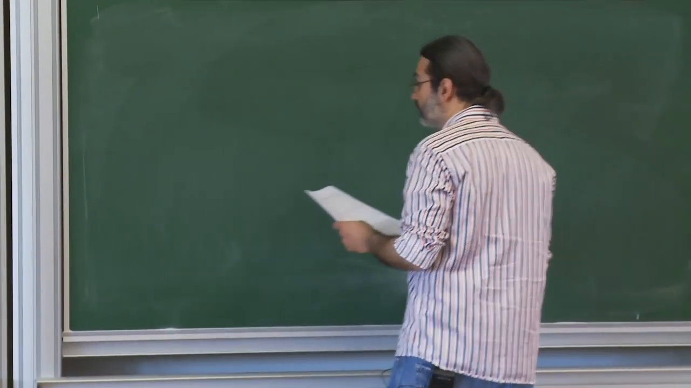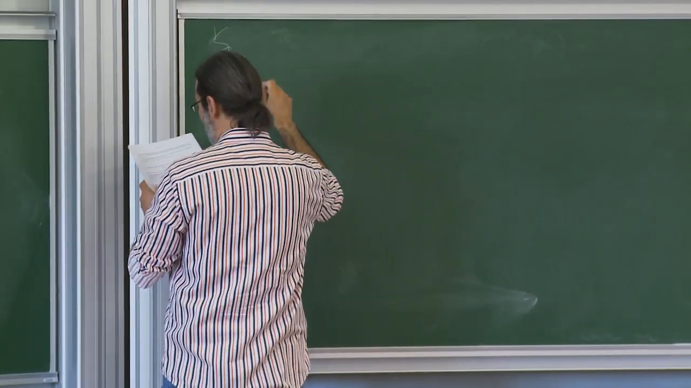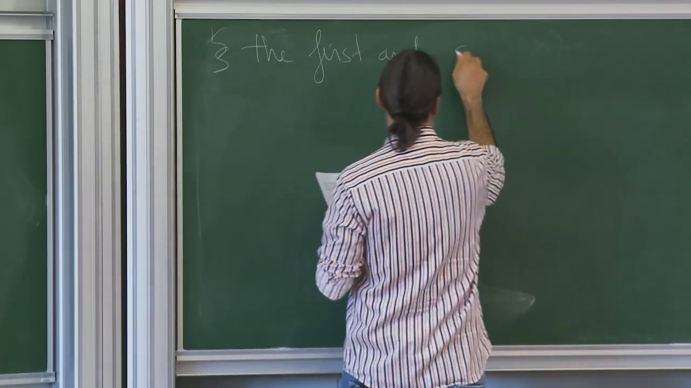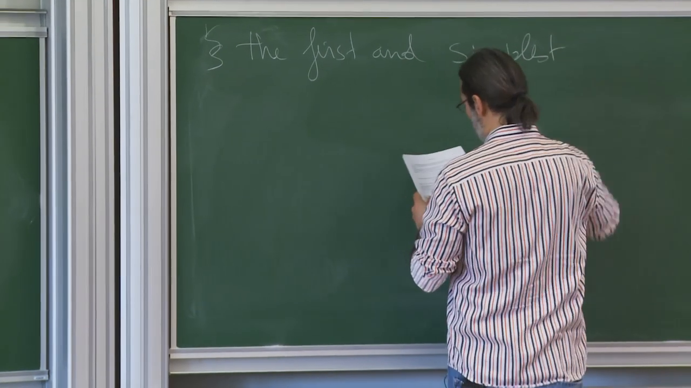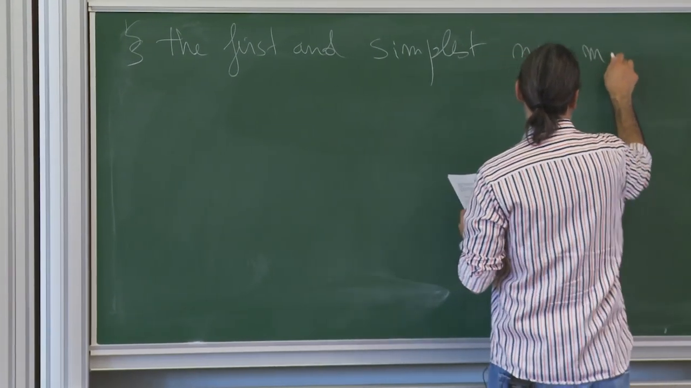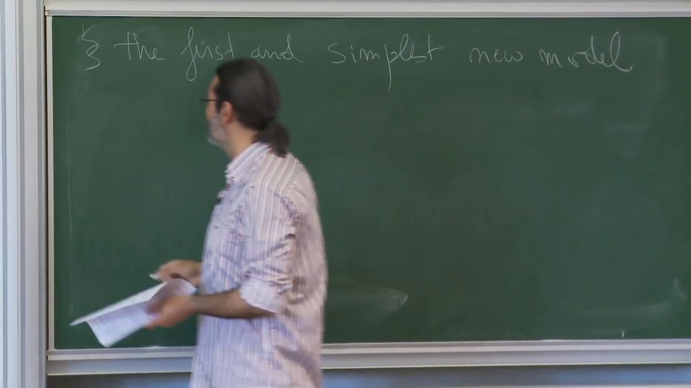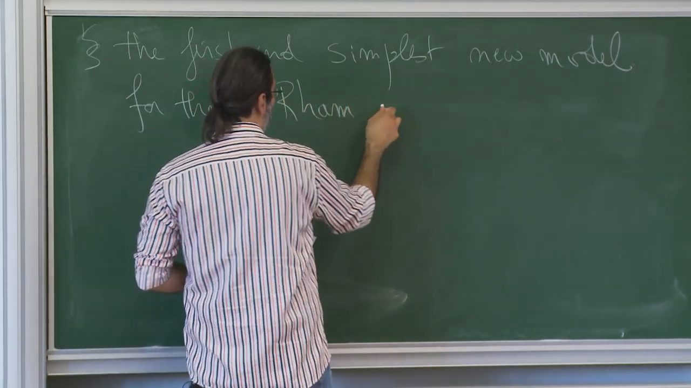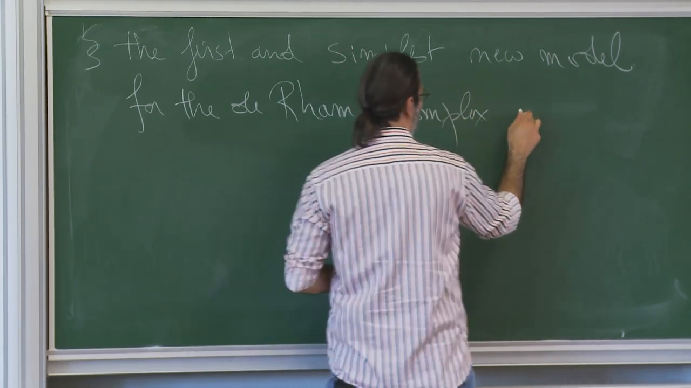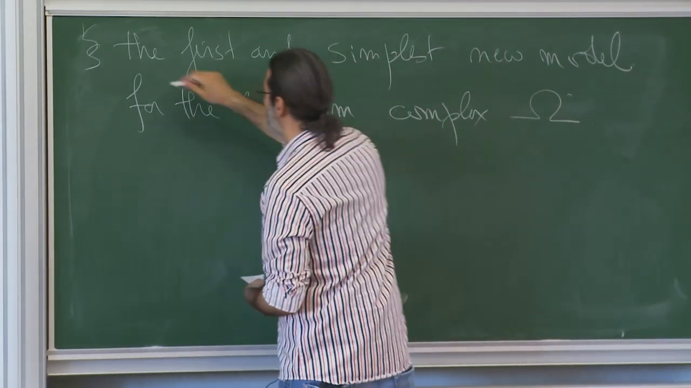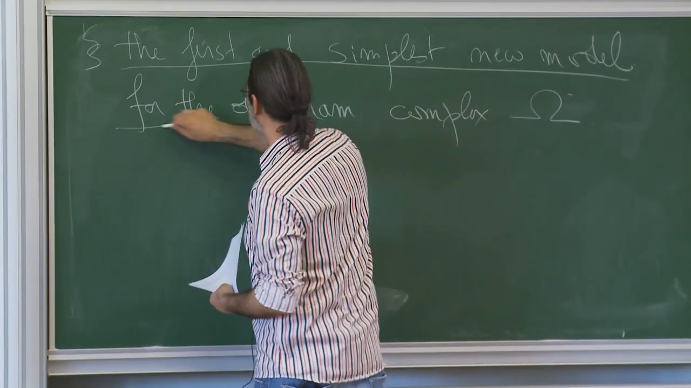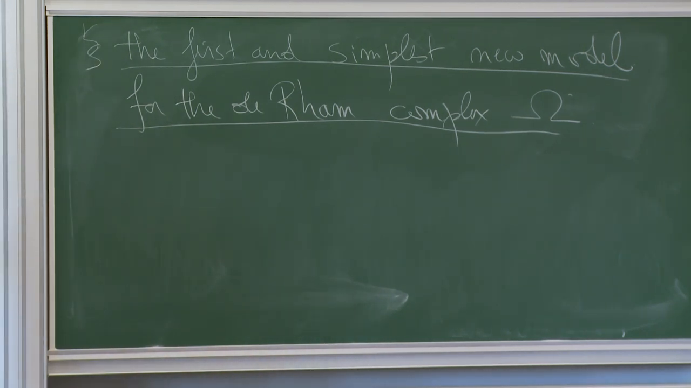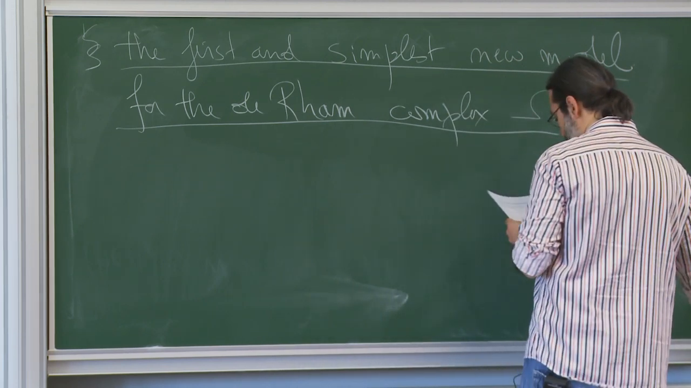Let's see. I can now try to introduce the first and simplest new model. In fact, it won't be really a model for the spectrum omega, but for the de Rham complex. I will define a complex on a smooth variety, which will be quasi-isomorphic, or equivalent, to the de Rham complex, using this thing here.